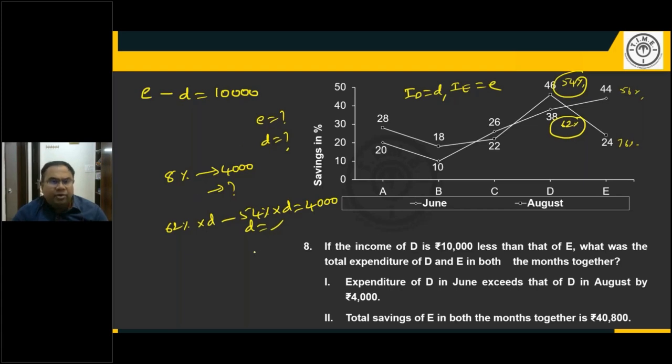If I know D value, I can find out E value. If I know these two, I can find out their expenditure. Don't find it out, don't waste your time. That's the beauty of this data sufficiency based DA: whether you can find out or not. How much is that? He's not interested.